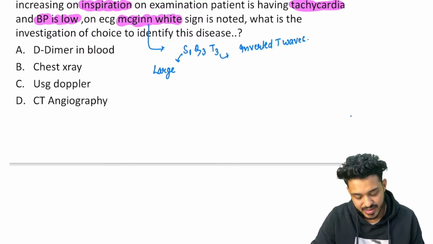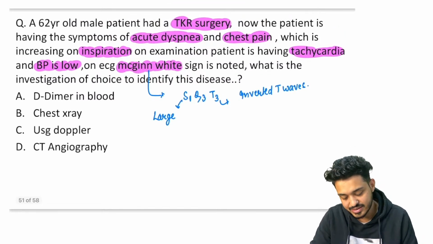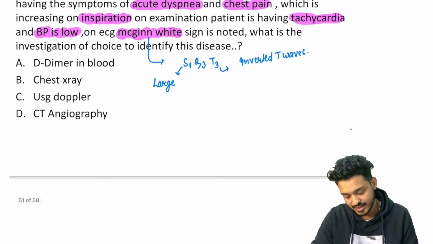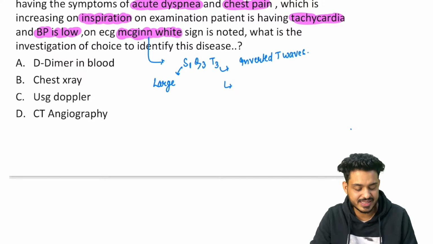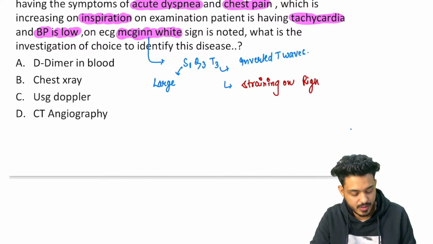Right? So you will be having S1, Q3, T3 sign, and this particular sign is known as what? This is known as McGinn-White sign. And what this particular thing is suggestive of, this sign is suggestive of straining on right atrium, straining on right side of the heart, right heart.